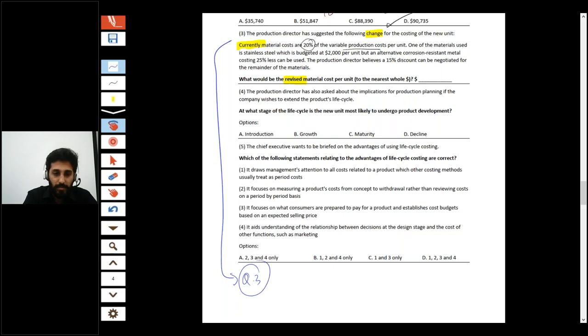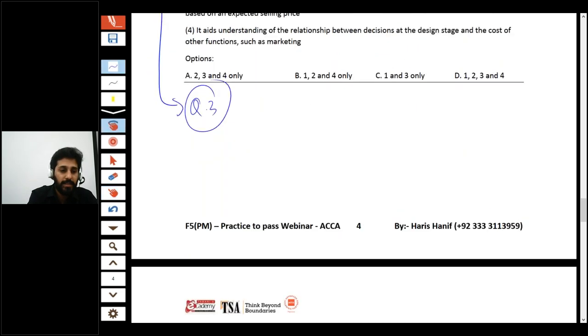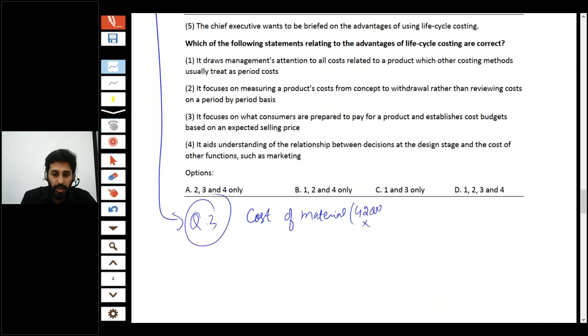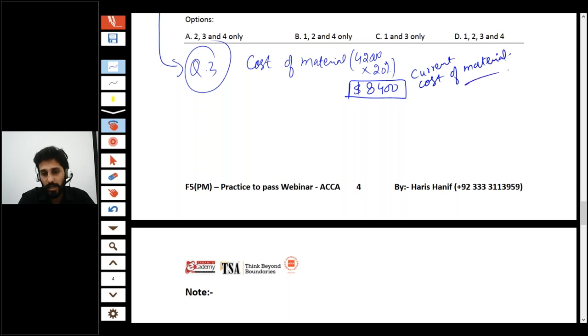It is saying that 20% of the cost is material cost. Okay. Now I'm writing that the cost of material is 42,000 into what was the percentage? It was 20%. So currently my cost is 20%, right? This is the cost of my material. That's 42,000 multiplied by 20%, that is $8,400. This is the current cost of material, right?